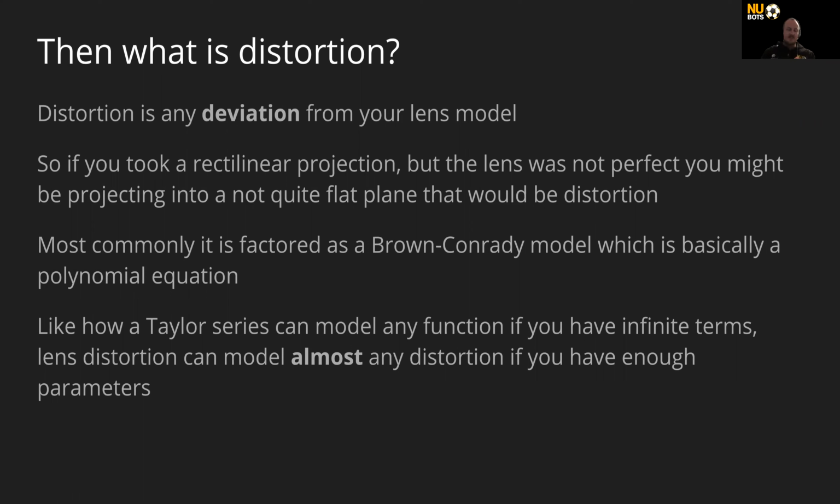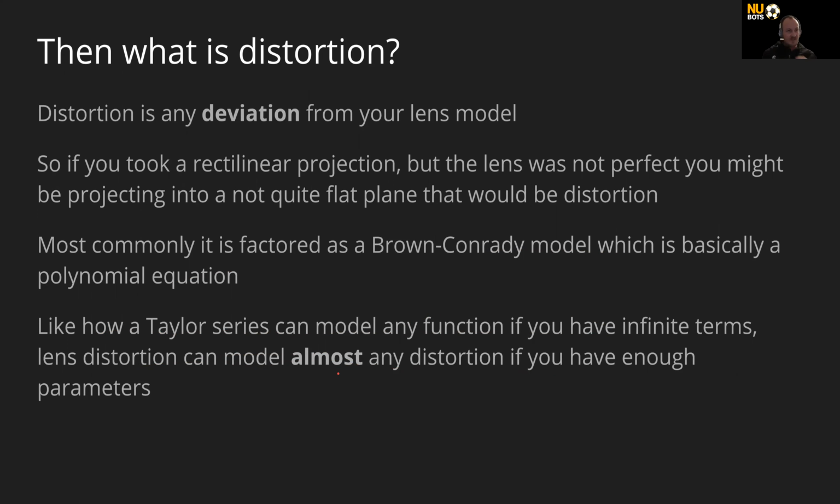So if you took a lens projection, which, as I said, is trying to project onto a nice flat plane, and instead of it being a flat plane, it wasn't quite a perfect lens, and it ended up projecting onto sort of a shallow dish, and maybe the ends picked up a bit. Then you might be able to apply some distortion to correct it to be what you want. The most commonly used one would be a Brown-Conrady model, which is basically a polynomial equation. It's like a Taylor series: you can model any function if you have infinite terms. Lens distortion can model almost any distortion if you have enough parameters, but the keyword here is almost.